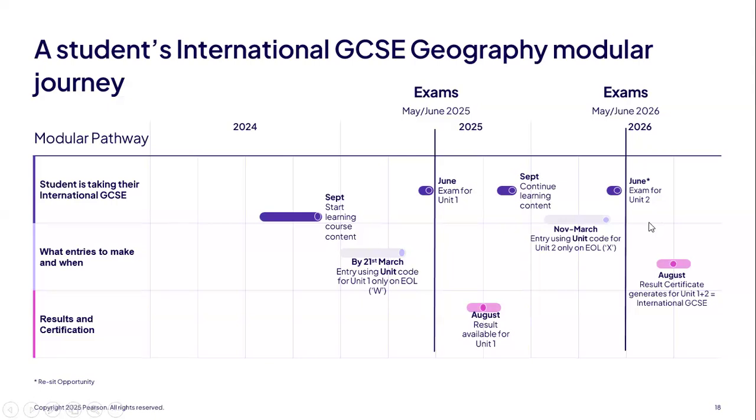If you still weren't happy, there is the opportunity to resit Unit 1, although that's always a balance between spending too much time revising Unit 1. And then in August, you get the results.